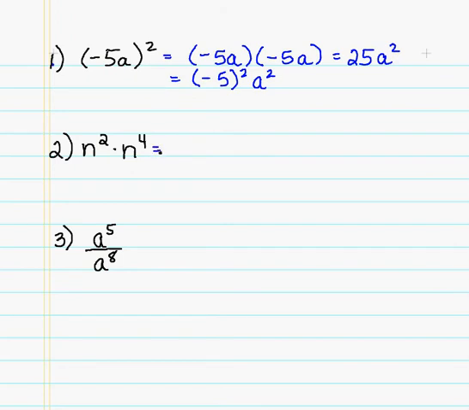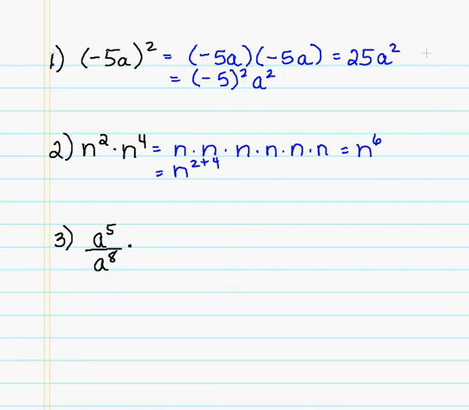Another property we have with exponents is when we multiply. So let's take a look at problem number 2. Notice that n squared means for us to do n times n, and n to the fourth would mean to multiply n by itself 4 times, giving us n times itself 6 times, or n to the sixth. A shortcut we could use here would be to add the exponents 2 plus 4 to give us n to the sixth. So, in number 2, we learned that when we multiply, we can actually add the exponents.